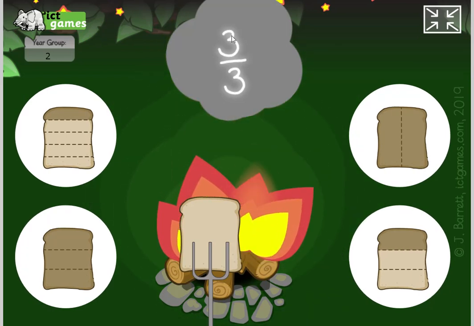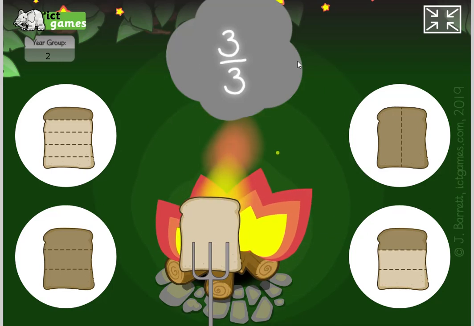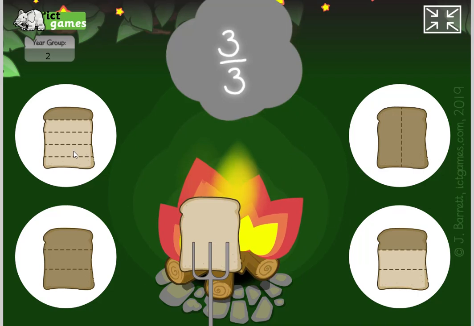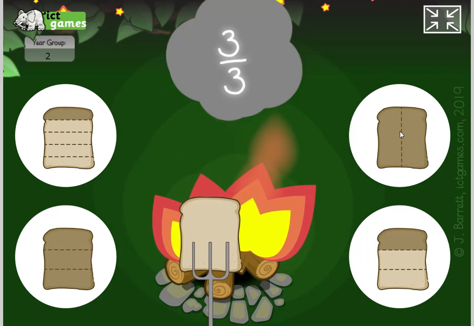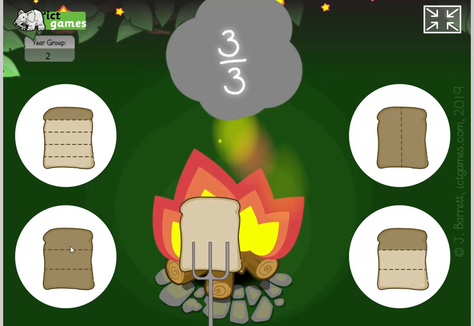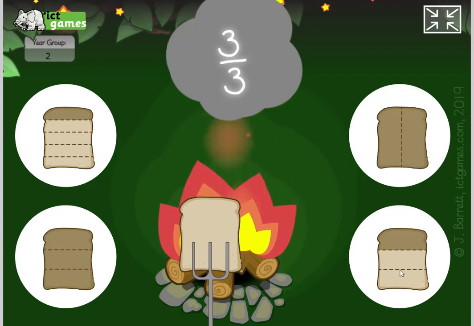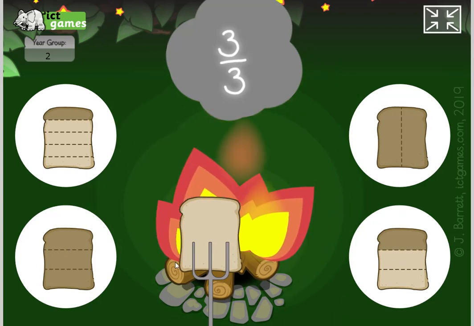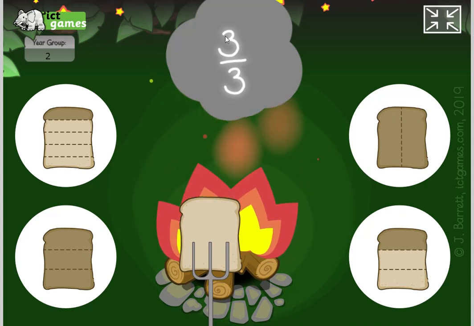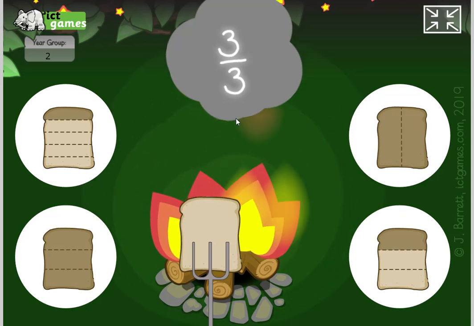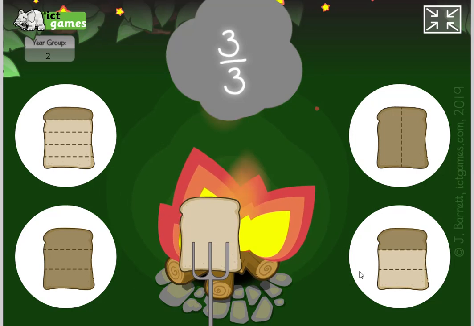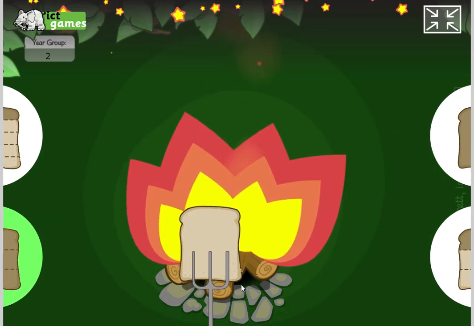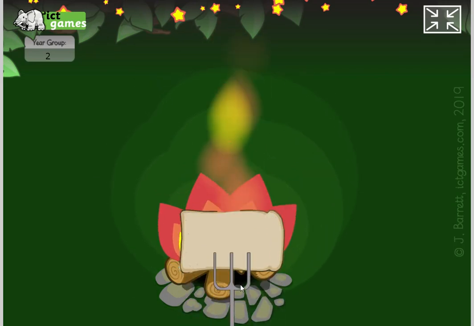Right, okay. 3 parts of a shape that was cut into 3. All parts the same size. Is that cut into 3? No, forget about it. Is that cut into 3? No, forget about that one. Is that cut into 3? Yes, it is. It could be that one. Is that cut into 3? Yes, it is. So it's one of these bottom ones. 3 parts of a shape that was cut into 3. Which one has 3 parts coloured in? Yes, well done. Good job.